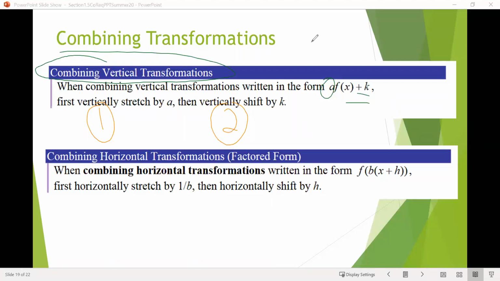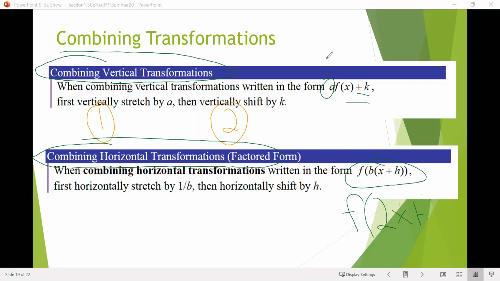When we're doing horizontal transformations, so this is the stuff on the inside, first things first, we need to make sure that the inside of our function is written in this factored form. And what do I mean by that? Well, if we look at our function, it's written as f of x equals 2x plus 4. Well, we cannot say, if we're matching it up with this form up here, that b is 2 and h is 4. That doesn't work.